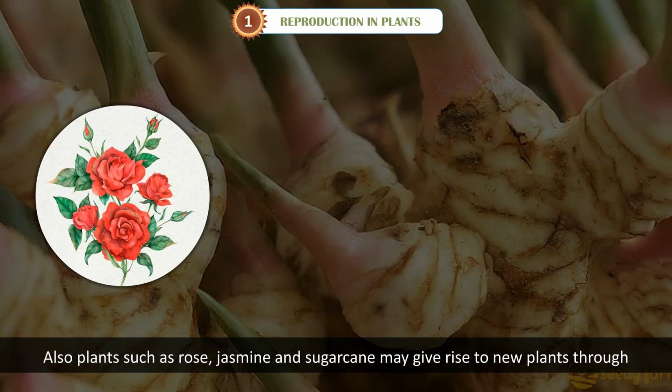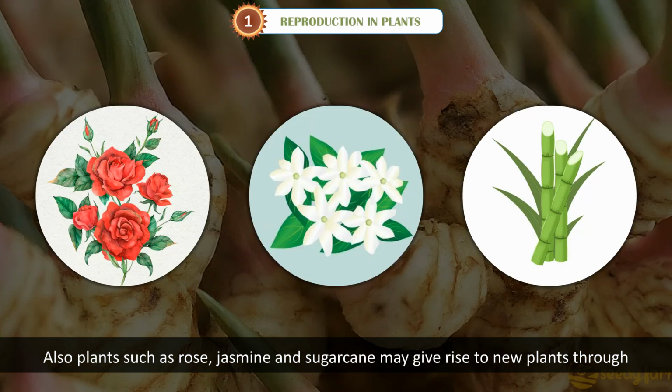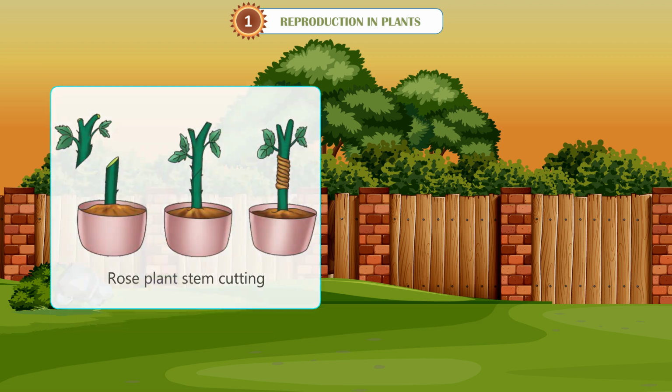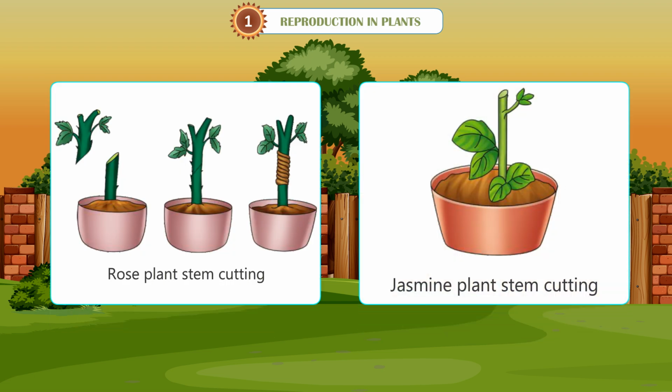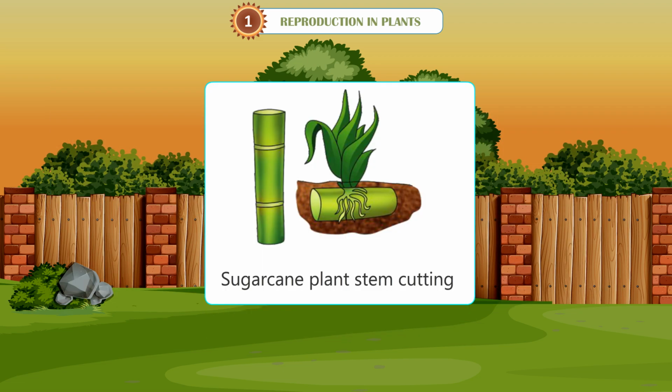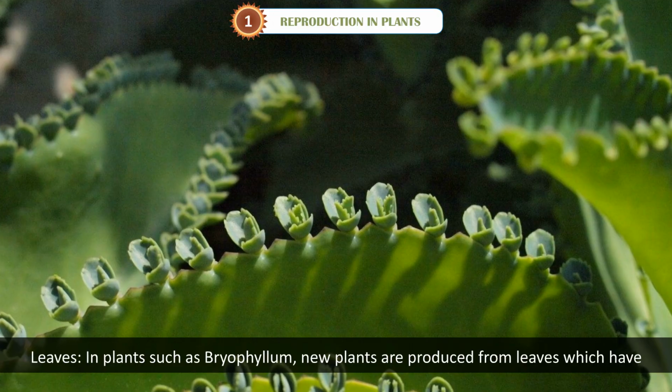Also, plants such as rose, jasmine, and sugarcane may give rise to new plants through stem cuttings. Rose plant stem cutting. Jasmine plant stem cutting. Sugarcane plant stem cutting.